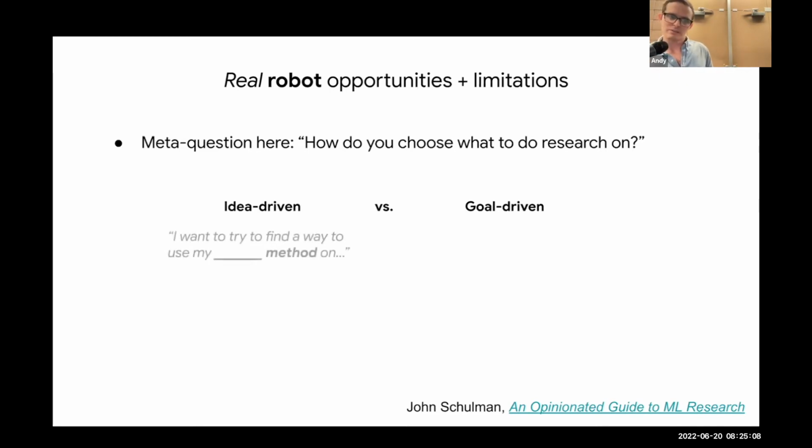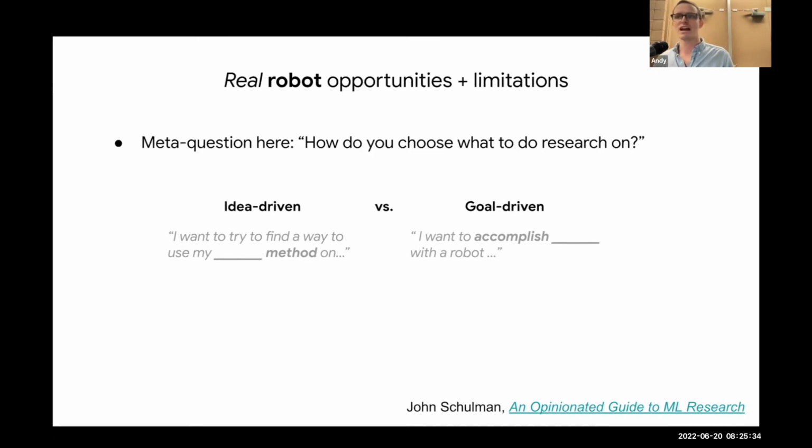Just to define what these things are, idea-driven is, you have some hammer, some method, some algorithm or some cool little trick idea, and you want to go apply it to something and see if it's useful and write a paper about it. That's idea-driven. On the other hand, goal-driven is you just want to go accomplish something. With a robot, it's you want to go accomplish something with a robot.